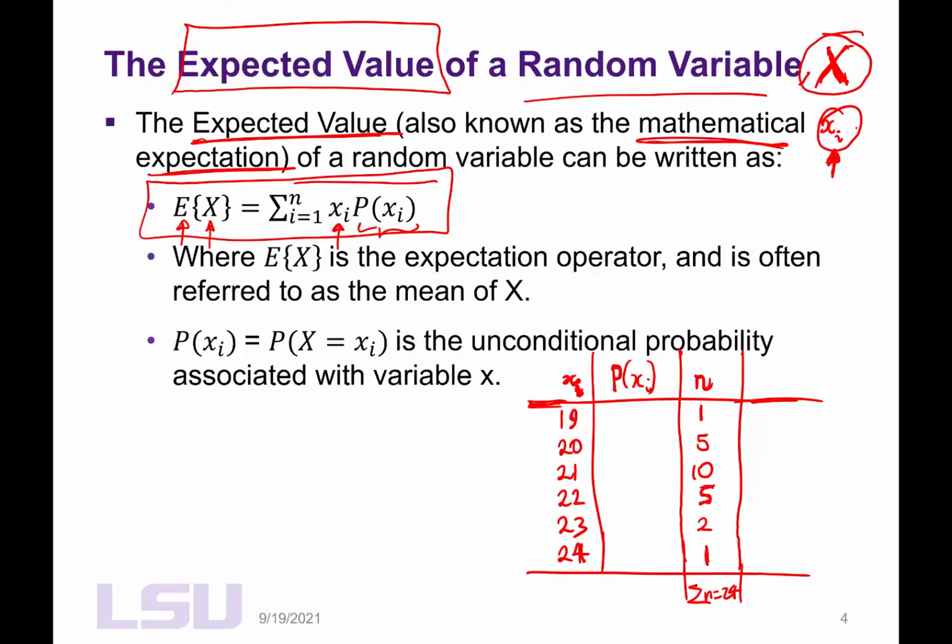So how do we get probability? What's the probability that a student in this class is 19-year-old? It's going to be 1, right? Divided by the sum of n, which is 24. And then you put a value here in decimal points. How about probability is 20-year-old? 5 over 24, right? And then this is 10 over 24, and so on.